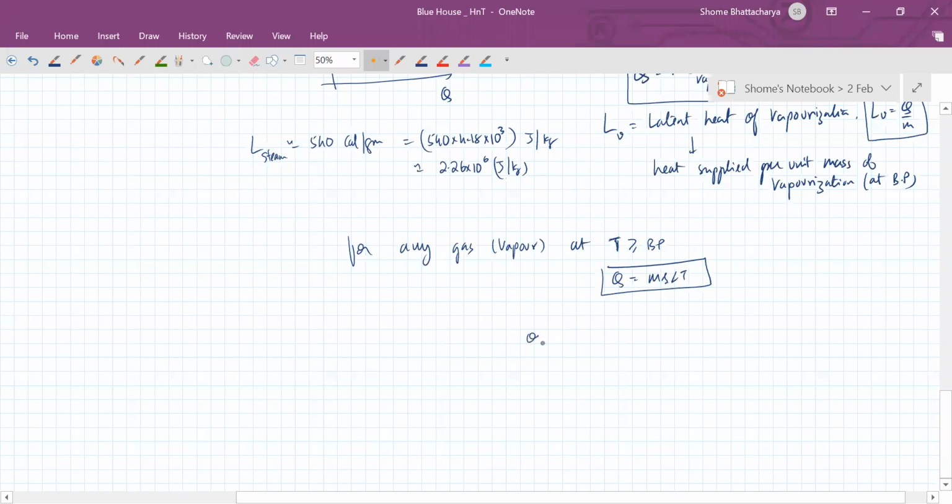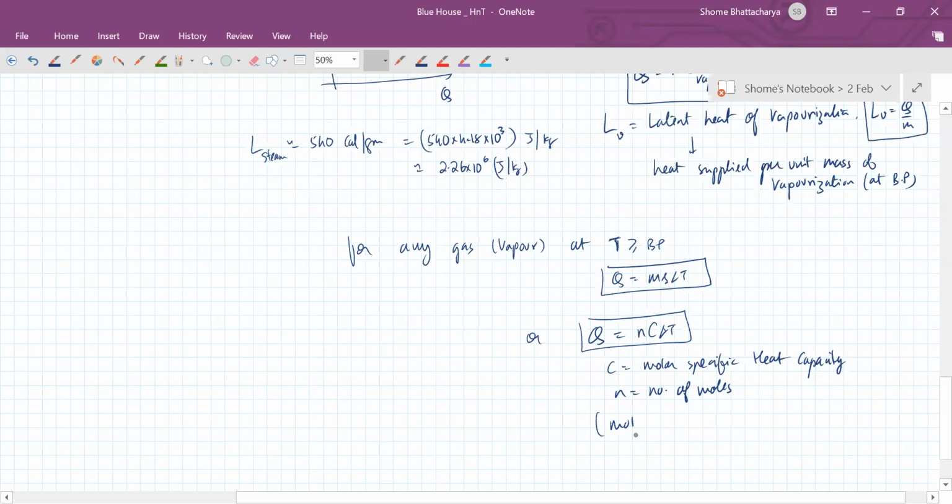But sometimes for gas, we also express this in terms of n C delta T, where C is called the molar specific heat capacity and n is the number of moles. And we will discuss this in the later chapter of thermodynamics, the first law of thermodynamics. We should be coming up on this chapter very soon.